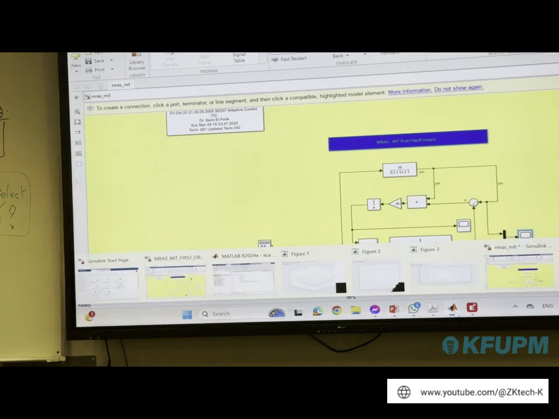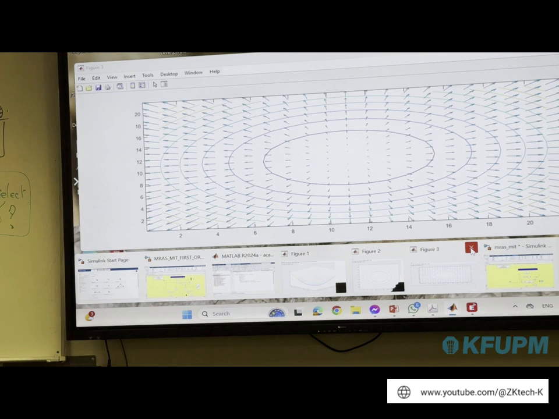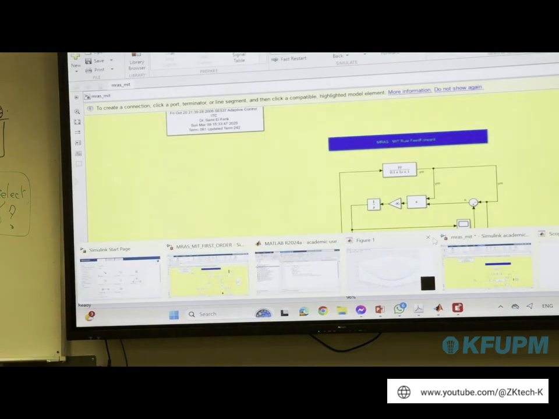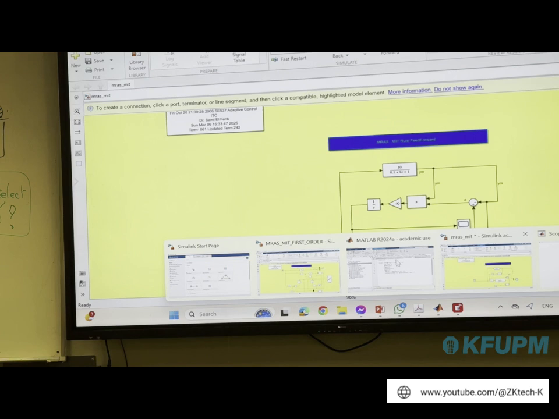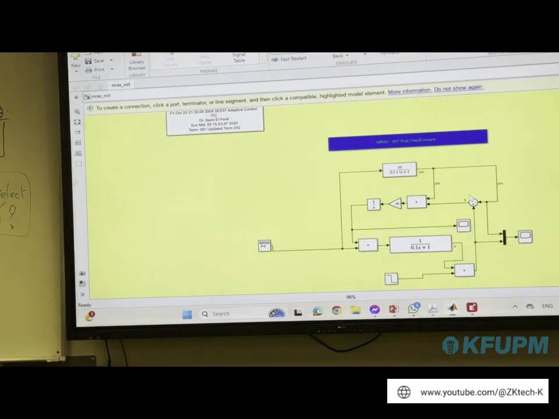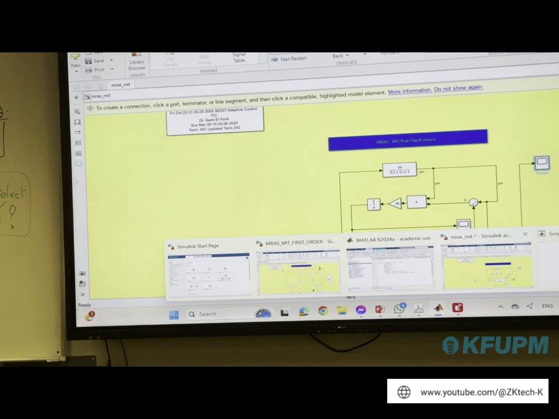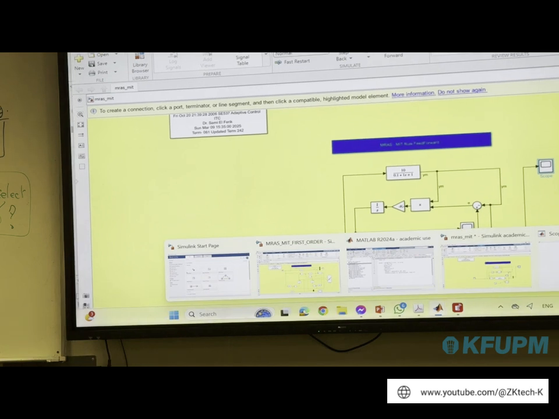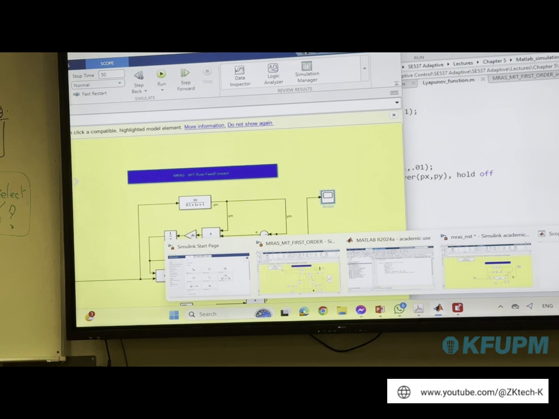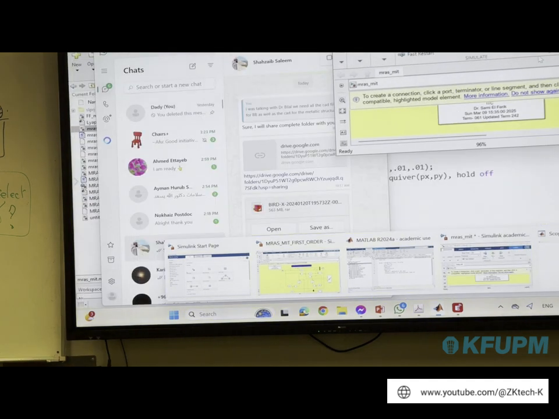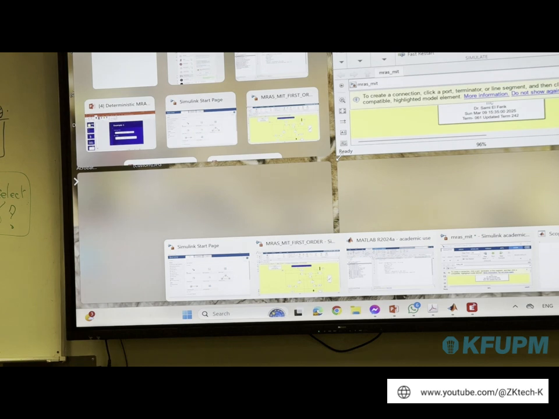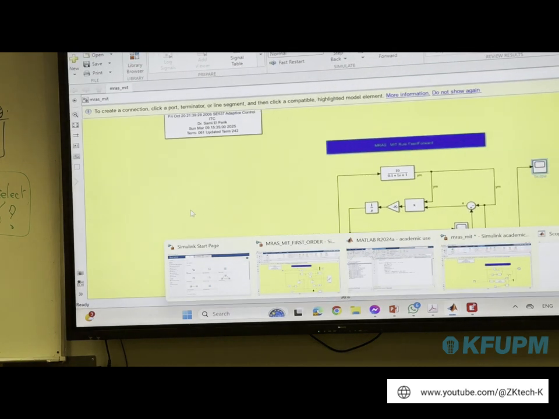Why is that not good? Maybe because I have many windows open. Anybody knows why it's not open? Change the scope. It's open? I think it's behind it. I'm not seeing it. Just change the scope. What do you mean change the scope? Delete and create.